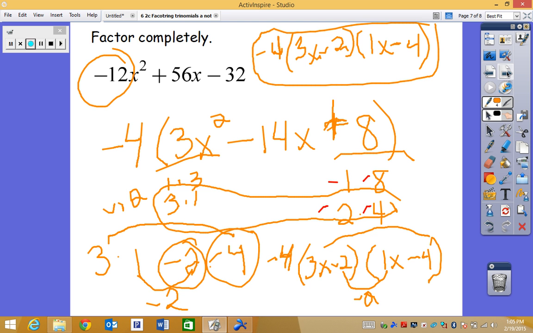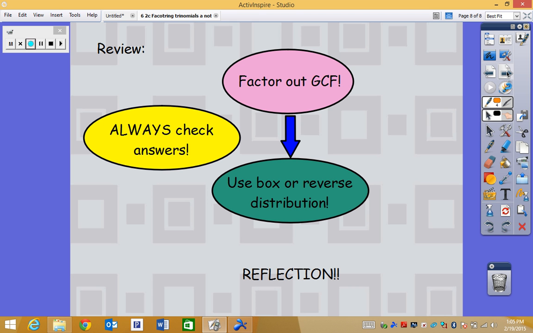Alright, so I hope that was enough examples to help you guys out. Remember to always factor out the greatest common factor first. Always check your answers by multiplying it back through. Remember, you can use the box to multiply back through. If you want to use the box to factor, there's a video that uses the box that hopefully that's helpful.